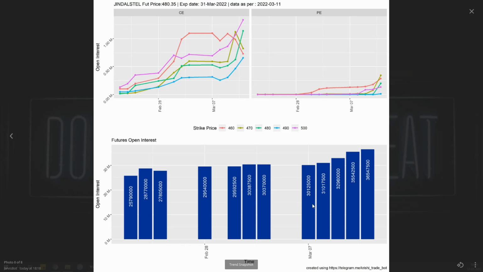And what we are seeing is an increase in futures contracts in parallel. So increase in price, increase in futures contracts. So this is definitely long addition. So there is a potential increase in price for Jindal Steel.